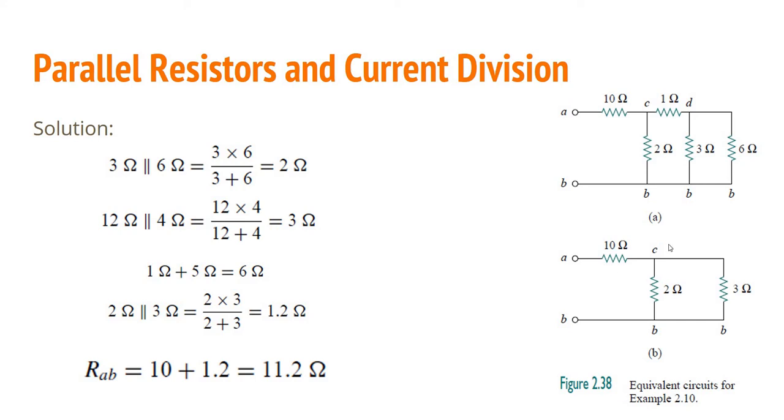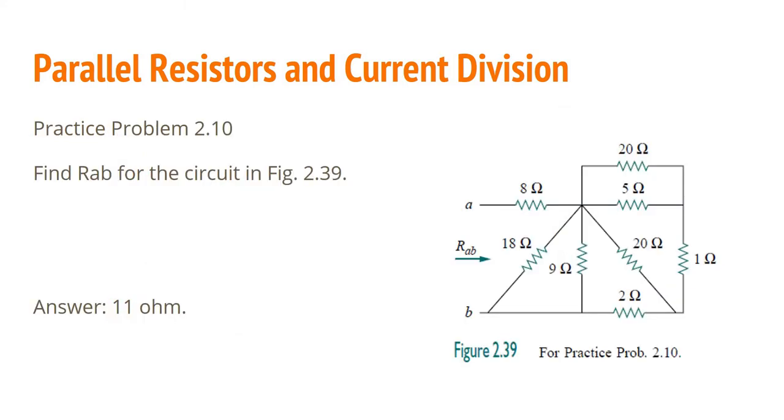So, nakaseries na. Pag makuha ang value ani, in series dayon sa 10 ohms. So, 10 plus 1.2 equal to 11.2 ohms. So, ang equivalent resistance, which is the RAB, is just equal to 11.2 ohms. Okay, let's proceed. Okay, another practice problem for you to solve. The answer is 11 ohms.